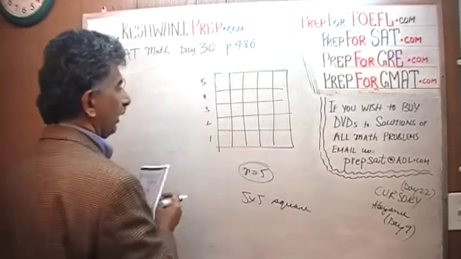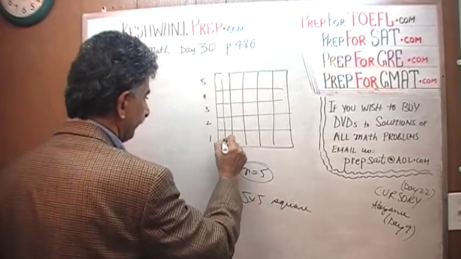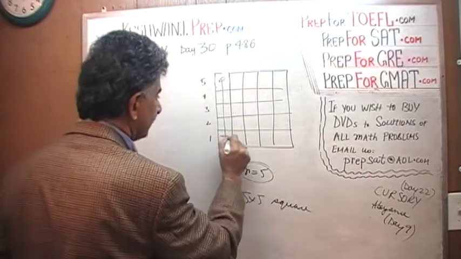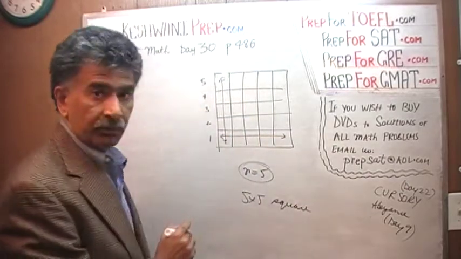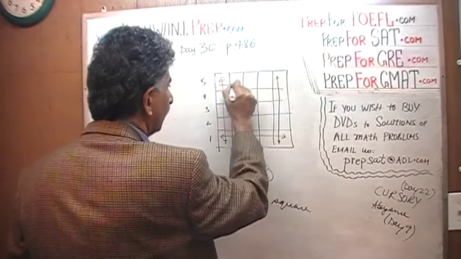How many of them are located along the boundary? Well, these 5 are. These 5 are located along the boundary. So are these 5, and so are these 5.